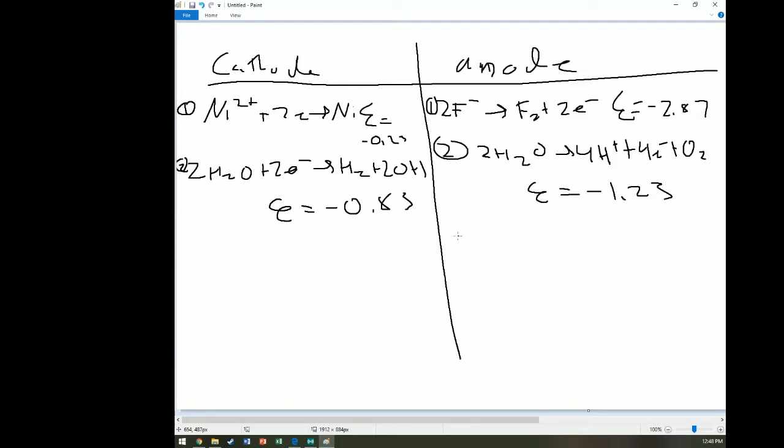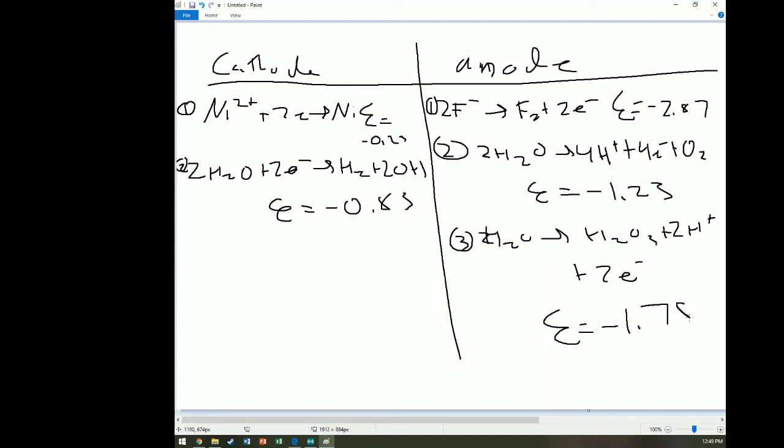And the other one here, just for the sake of including it: H2O yields H2O2 plus 2H+ plus 2 electrons. This one has a cell potential of negative 1.78. So now that we've listed all our possibilities, we pick the two.